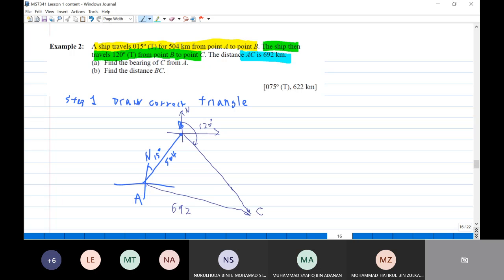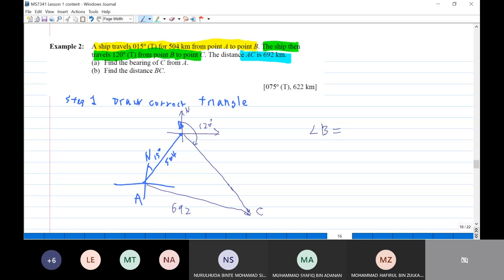A bit difficult to tell now, but let's try to find the angle first, because you only have two sides actually now. Angle is not known yet, right? Let's try to find the angle. Let's see which one is easy to find. Let's try to find angle B first. Okay, angle B is how much?